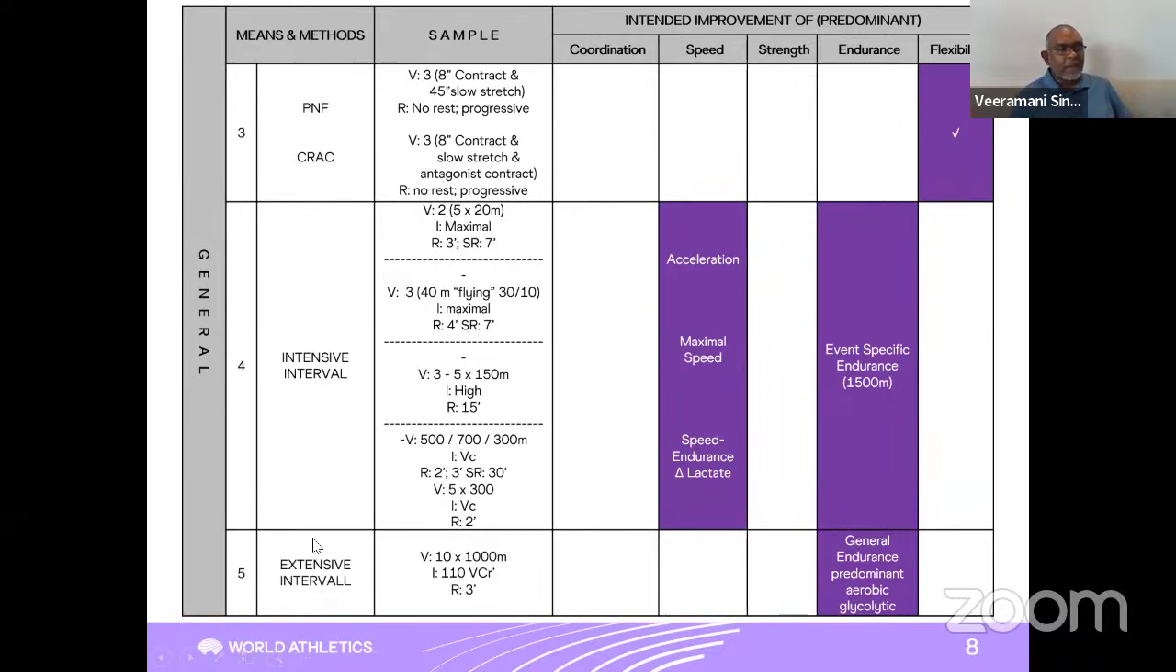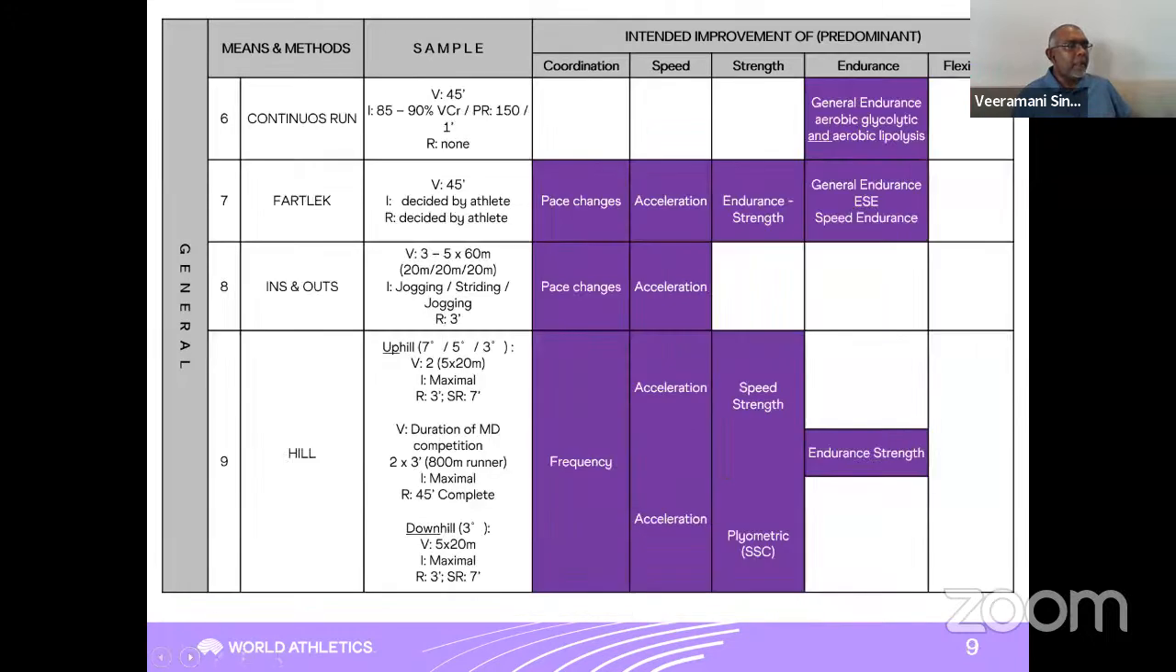Extensive interval training will be predominantly VCR pace related or endurance related. So 10 times 1,000 meters at 110% of VCR with 3 minutes recovery is general endurance, predominantly aerobic and glycolytic adaptation of utilization of energy. Continuous run, we mentioned as a method. Again, 45 minutes, anywhere between 85 to 90% VCR, pulse rate to be around 150. No rest, general development.